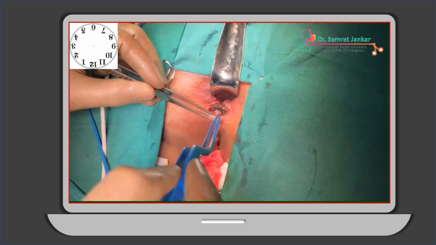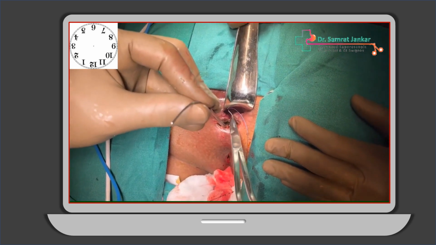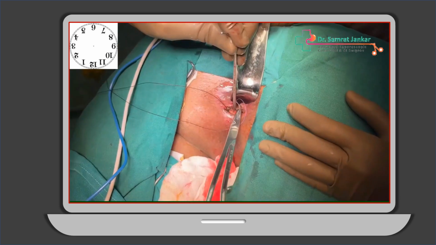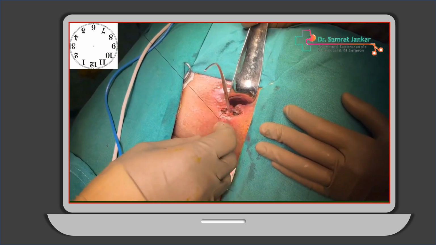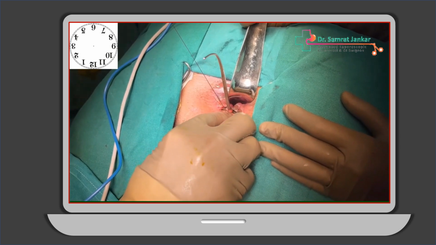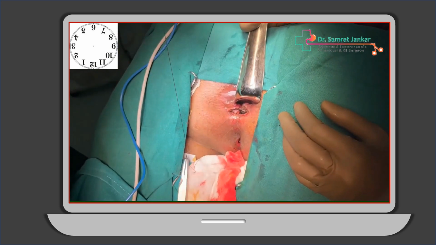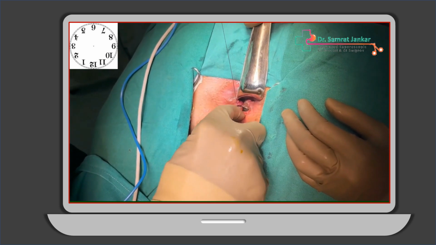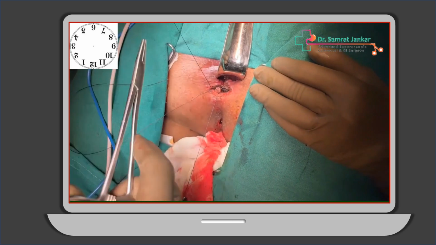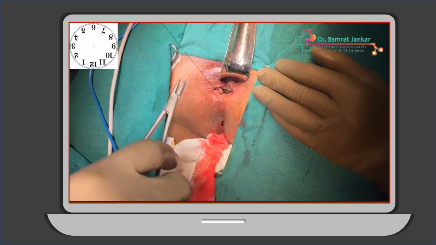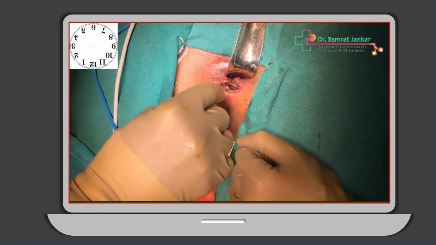We are buzzing all the deep intersphincteric space and the submucosal space. We are ligating the fistulous tract over the external sphincter. A tight ligature is done using Vicryl 2-0. Later on, we need to deal with the external component.